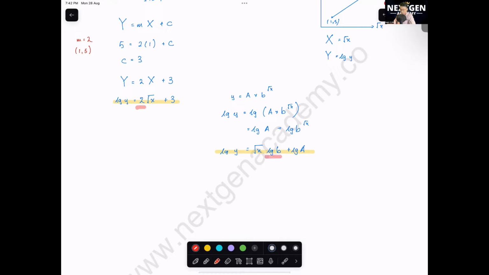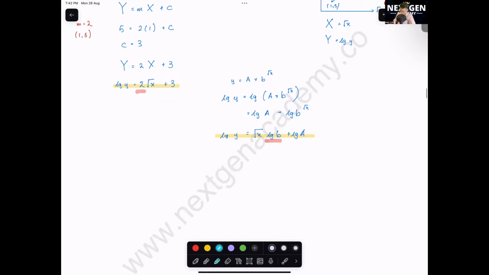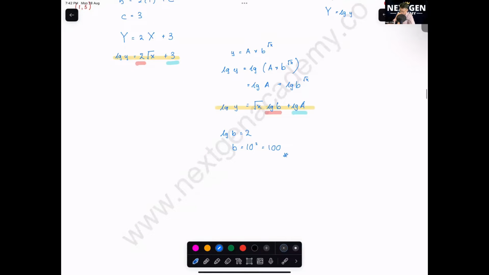2 will be equal to log b. We are just going to compare. 2 will be equal to log b. 3 will be equal to log a. So go and solve for these equations here. Log b equals 2, so b equals 10 to the power of 2, which is equal to 100. This will be your first answer. Log a equals 3, so a will be equal to 10 to the power of 3, which is 1000.